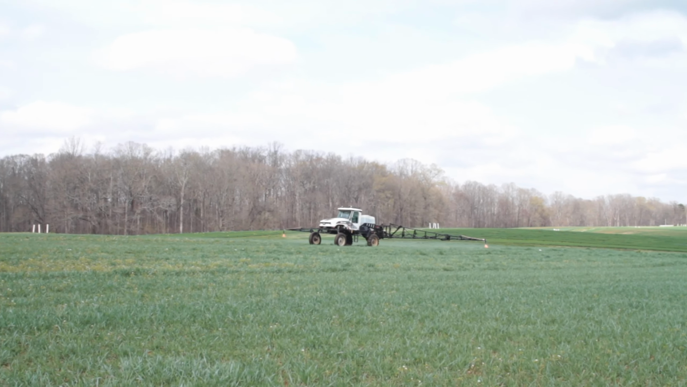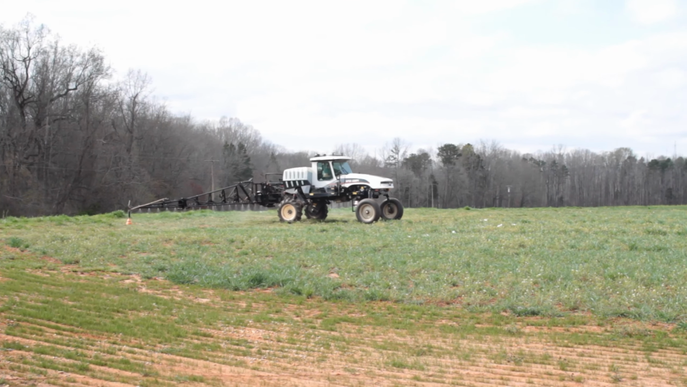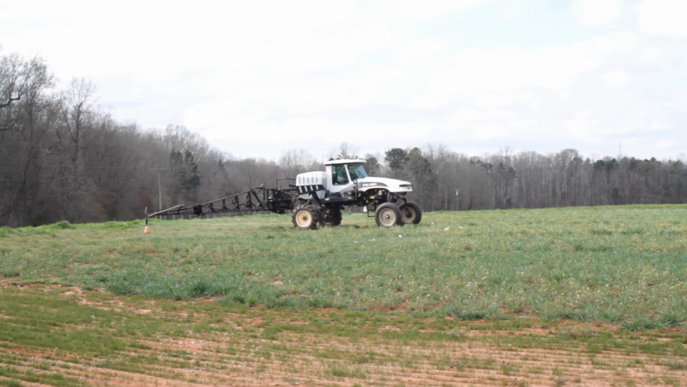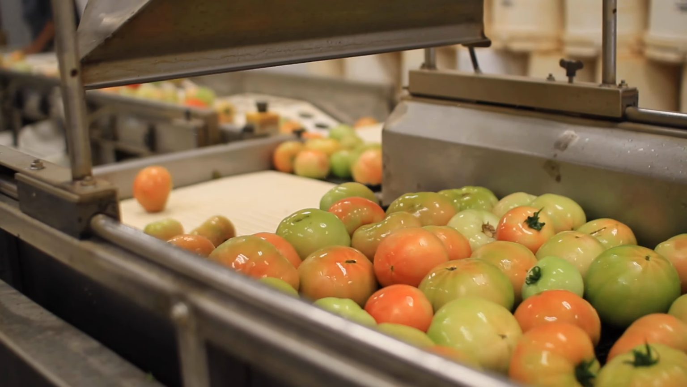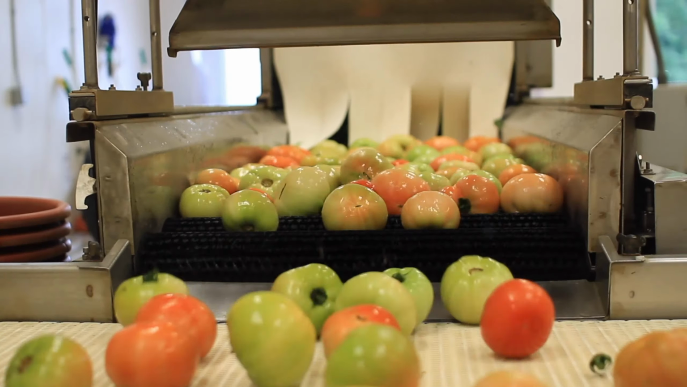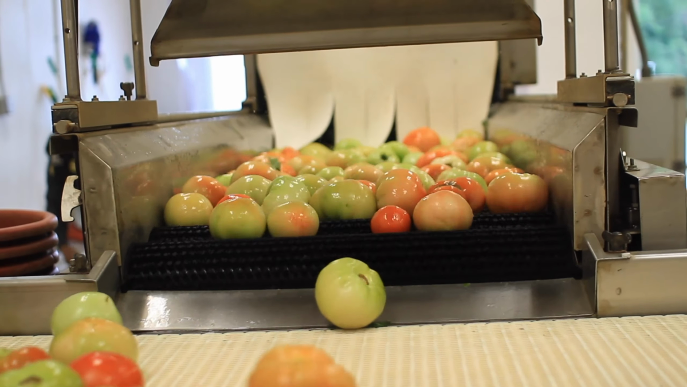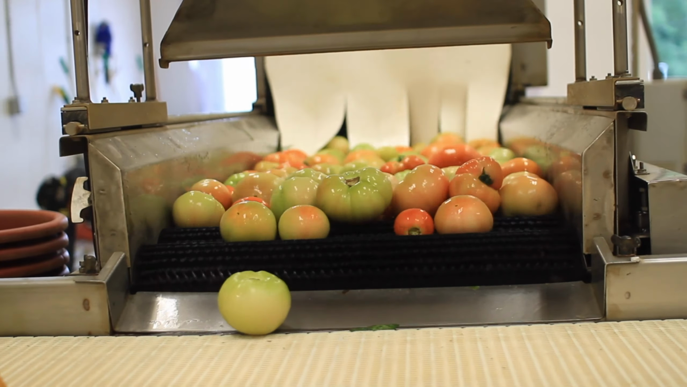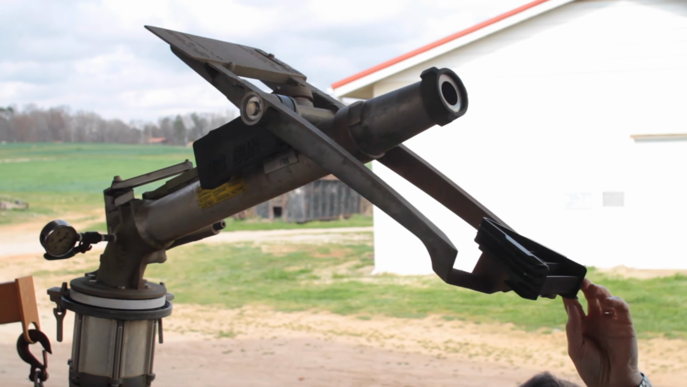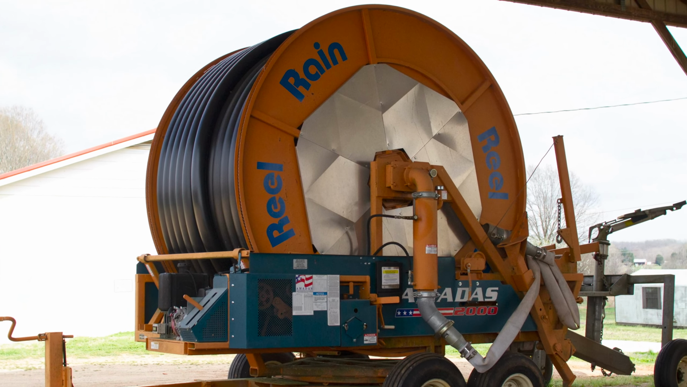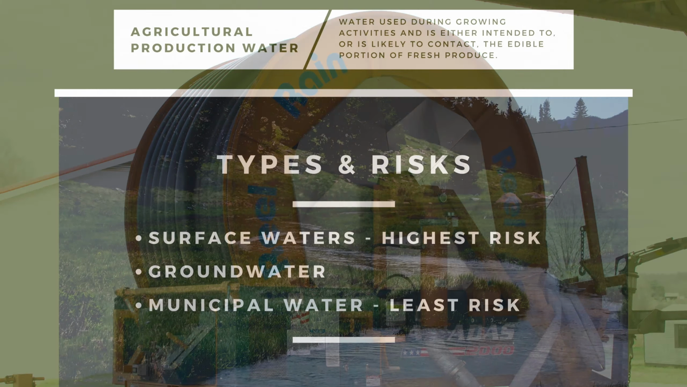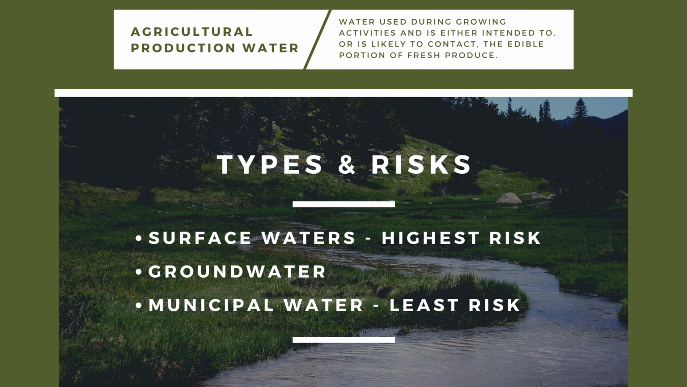Agricultural production water, or ag water, refers to water that is used during growing activities and is either intended to or is likely to contact the edible portion of fresh produce. Examples of agricultural production water include overhead irrigation, fertigation, crop sprays, and frost protection, to name a few. Surface waters used to irrigate crops potentially pose the highest risk, as they are exposed to environmental contamination, followed by groundwater and municipal water having the least amount of risk.